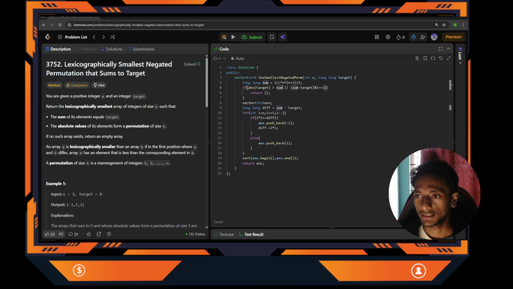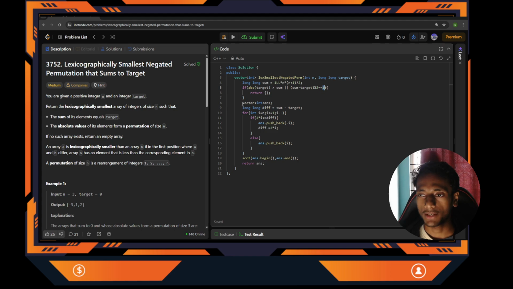And another condition: if the target is within this range, but the difference between the total sum and the target is odd, that is modulo 2 equal to 1, then we cannot convert any numbers to negative, because the sum will always decrease by an even value, 2 into x. So that's why we return an empty array. For these two conditions, our answer will be an empty array.